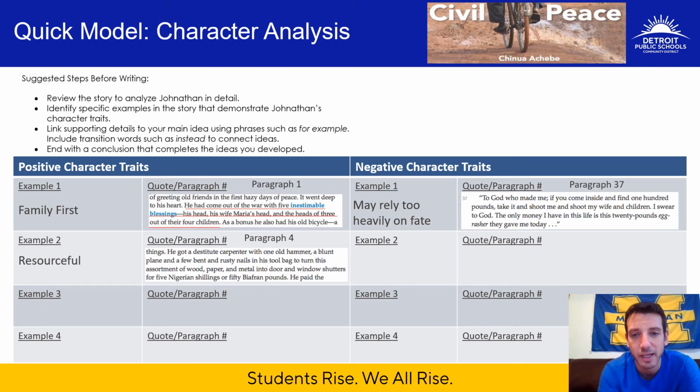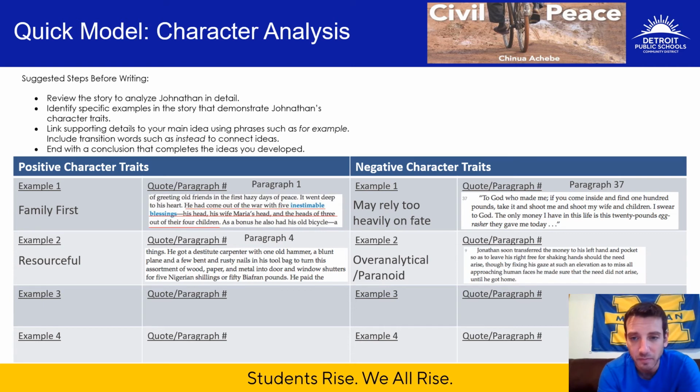And then finally, the last example I'll share with you of a negative character trait is that I find him to be sometimes a little bit over-analytical and paranoid. And again, you may disagree with me on this one as well, because it's just open to interpretation. But I felt this way enough that I think it could go on the negative side of things.